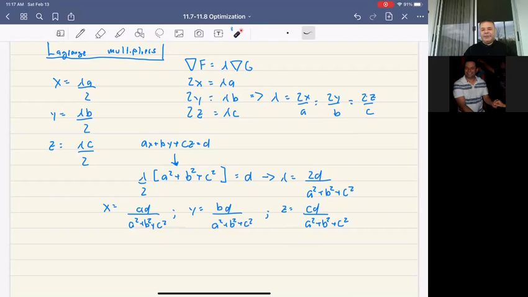Okay? All right. One more problem, and then that's it for Lagrange multipliers and optimization until you do your own problems.